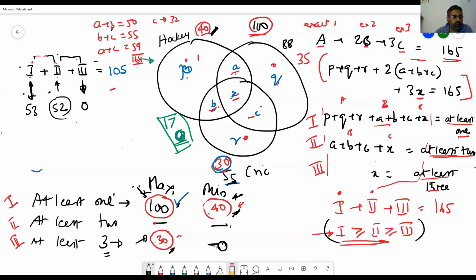What is the minimum value? Minimum value means this should be the least, and these two should be the largest. So we take this as 100, and then the minimum value will be 3 and 2. Minimum value is 3. Maximum value is 52. Now we have added up to 105. So the minimum value here is 3 and the maximum value here is 53.